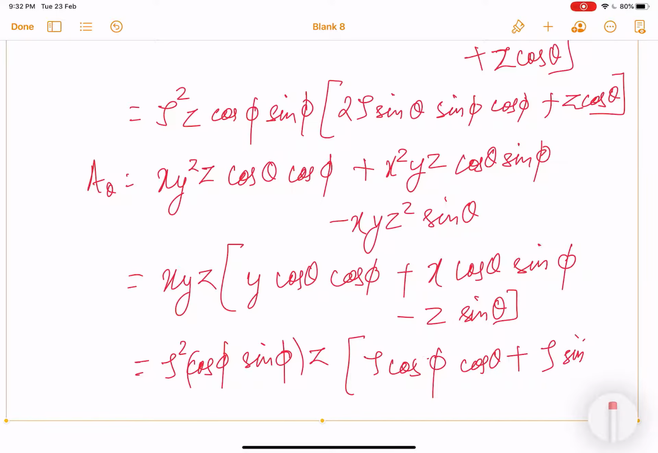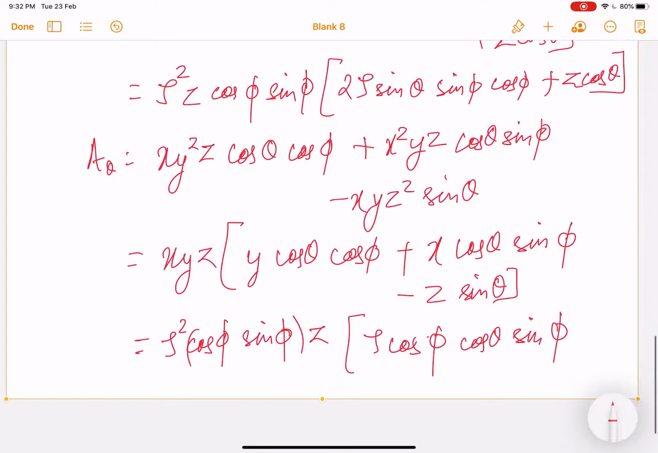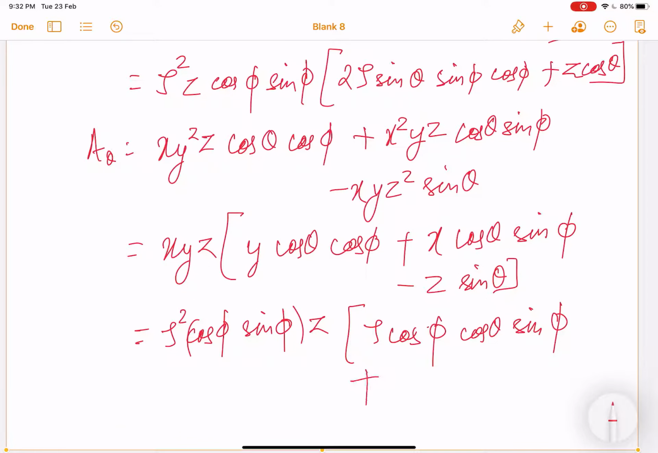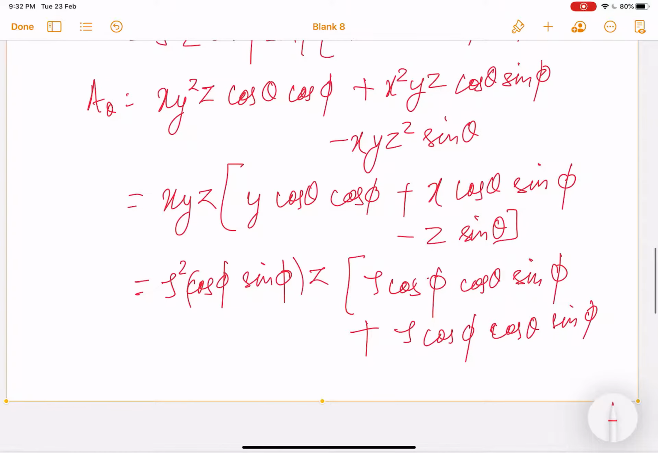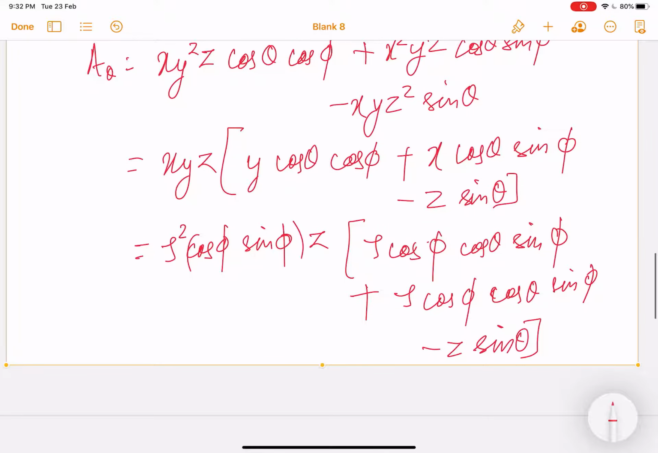Anyways, over here this is rho. This is rho sine phi. Y is rho sine phi. Then this became plus rho cos phi, this is cos theta, then this is sine phi. Then there is minus z sine theta.